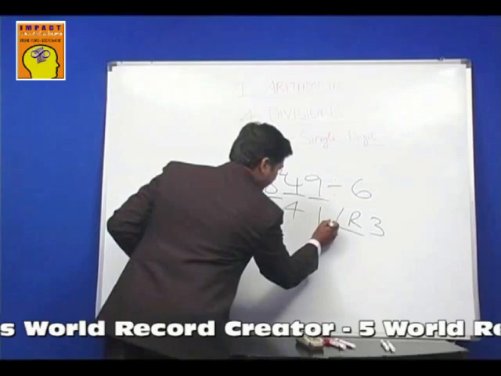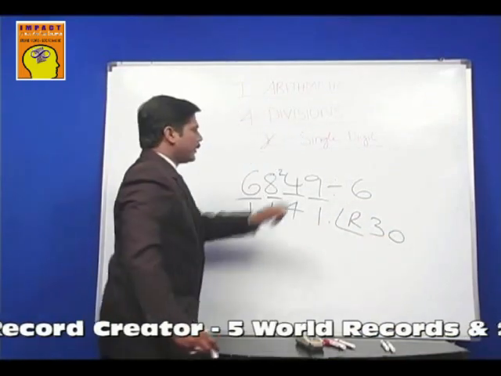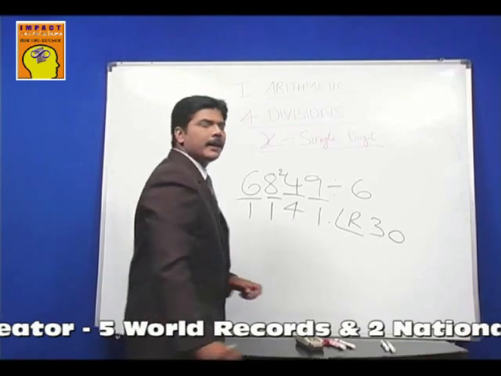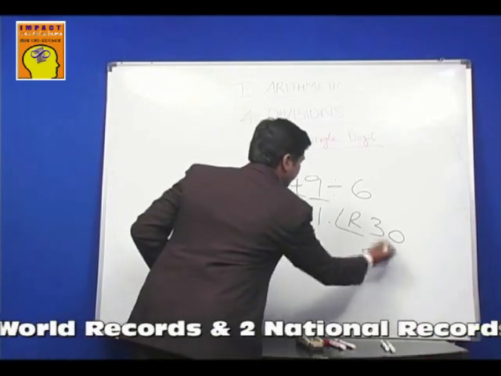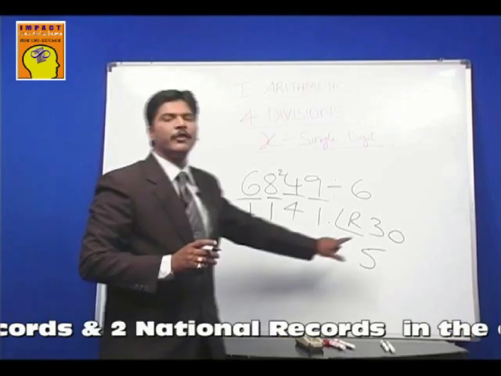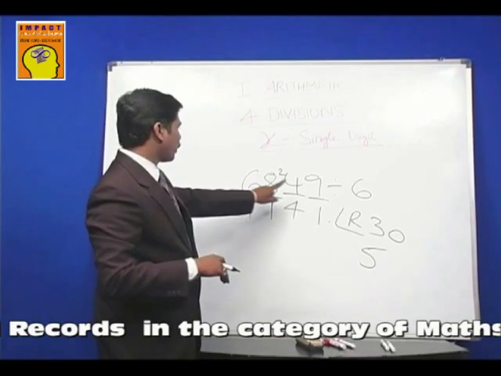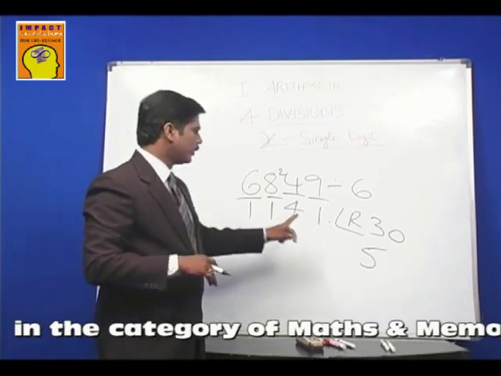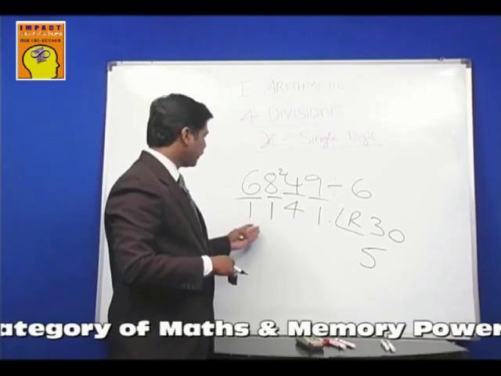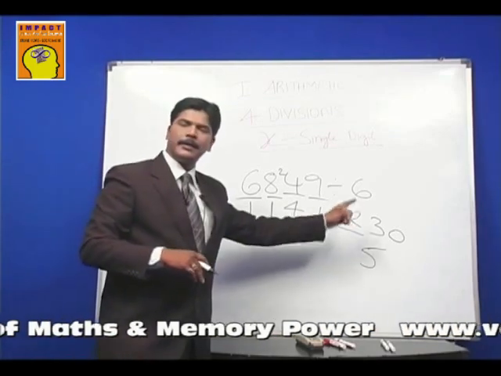So put a decimal point, make it 30. Now 6 goes in 30 how many times? Exactly 5 times. So that means each person gets 50 paisa or 50 cents. So that's it. 6849 divided by 6, you get 1141.5. Or if you want the remainder, 1141, and the remainder will be 3.